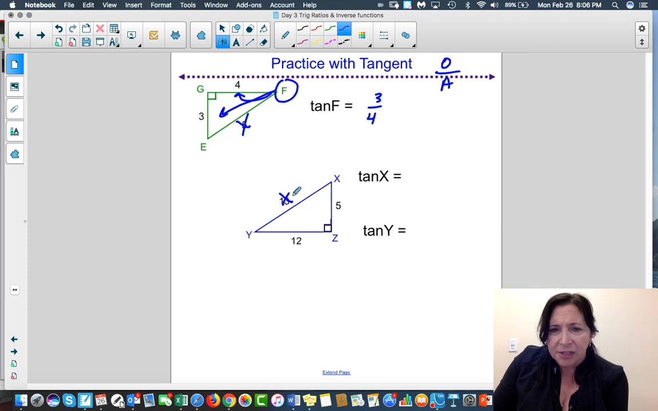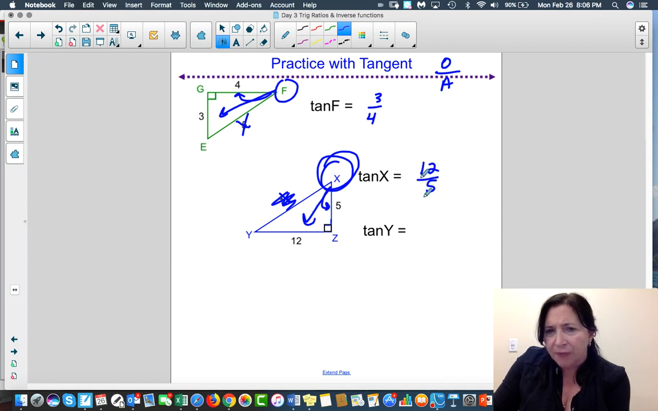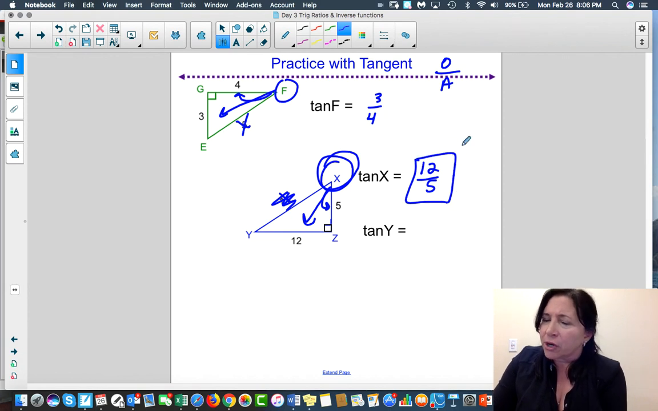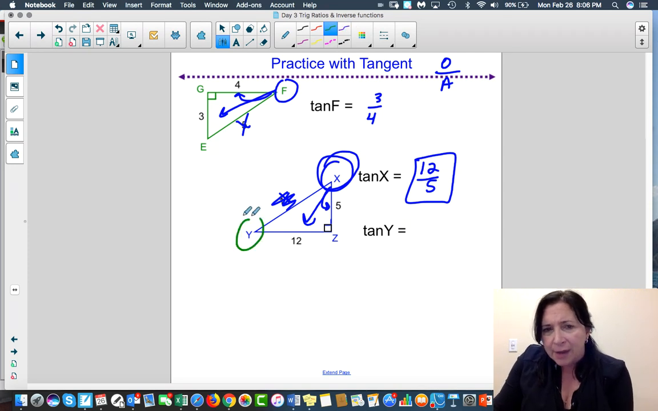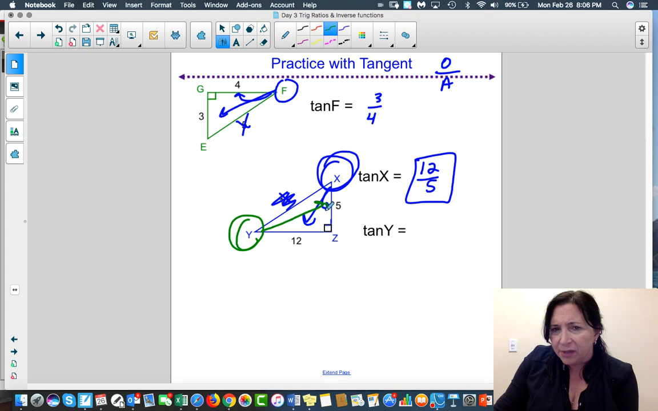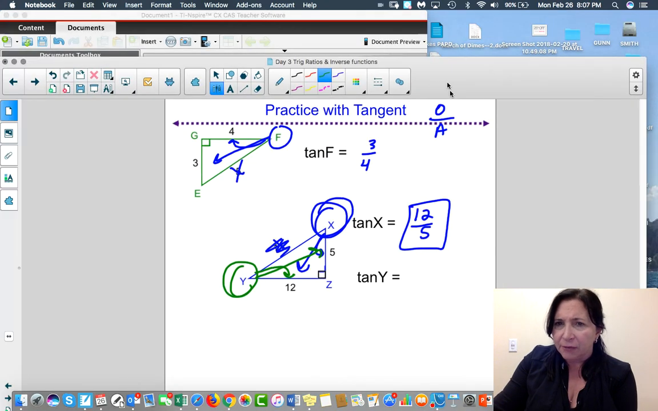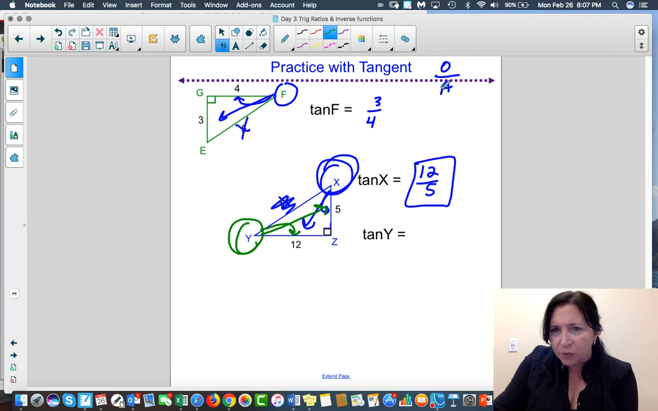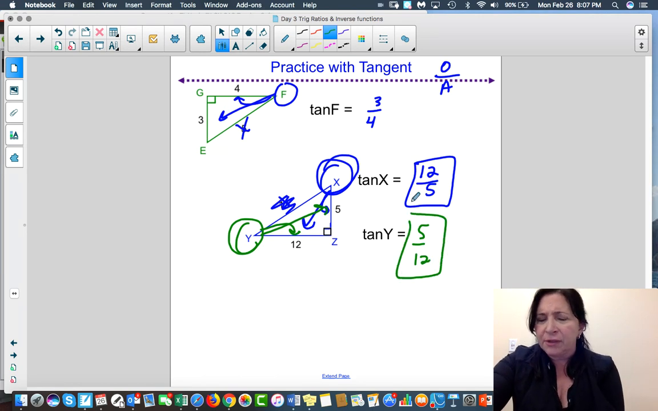Tangent of x, so tangent, okay, you're here at x, opposite over adjacent. So that's going to be 12 over 5. Please keep in mind that this is a ratio where you're comparing two sides. You are not going to reduce that into a mixed fraction, okay? Don't make that 2 2/5. Do not do that, okay? So tangent of y, now we're going to put ourselves here, tangent, opposite over adjacent. Again, that's always going to be opposite over adjacent. So that's going to be 5 over 12. And you always try to reduce these if you can. None of these are reducing.